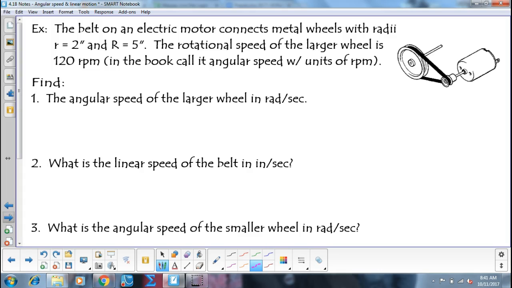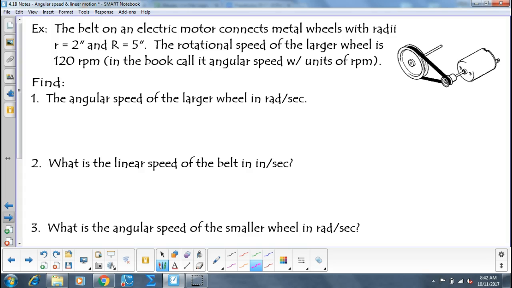So the problem reads, the belt on an electric motor connects metal wheels with radii of 2 inches and 5 inches. We went lowercase r and capital R just to signify which ones they are. The rotational speed of the larger wheel is 120 RPMs. In the book, call it angular speed with units of RPM. Find the angular speed of the larger wheel in radians per second.